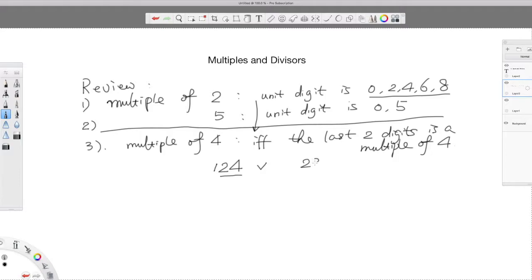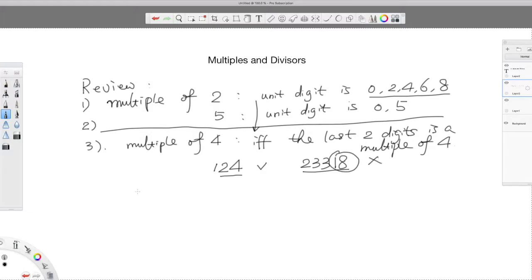Is 23318 a multiple of 4? This looks like an even number. And if you're going to divide this number by 4, it takes a bit of time. But if you know this property, you only check the last 2 digits. Is 18 a multiple of 4? No, so this number is not a multiple of 4.